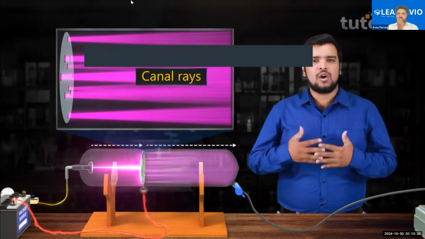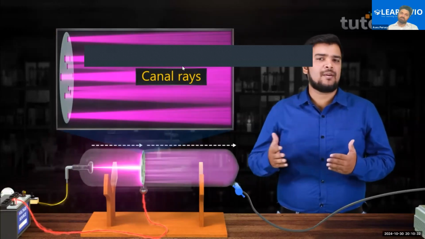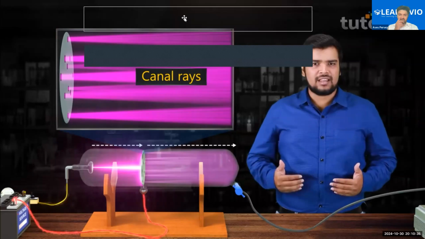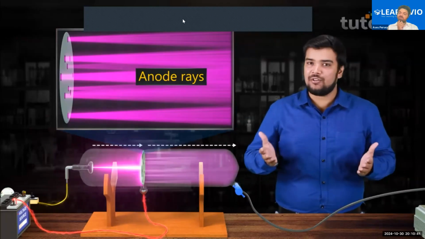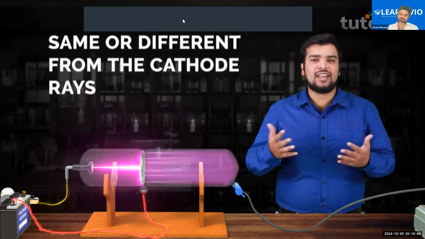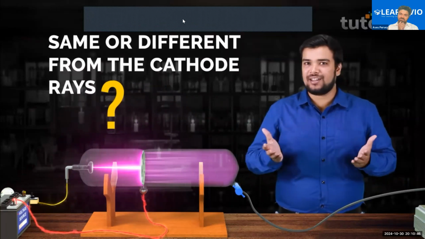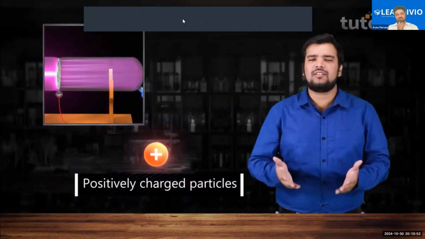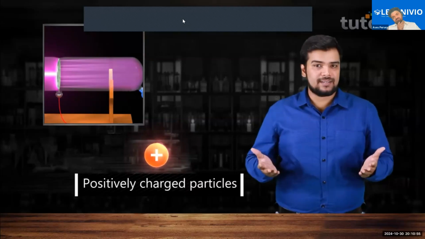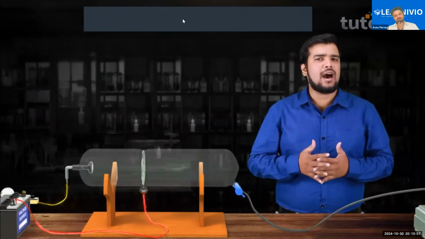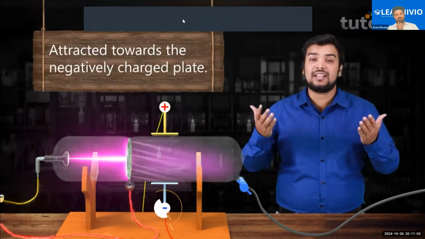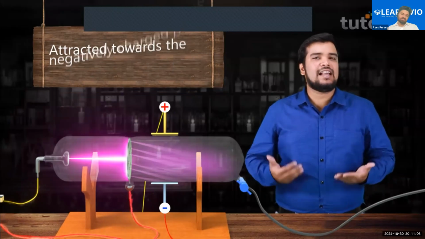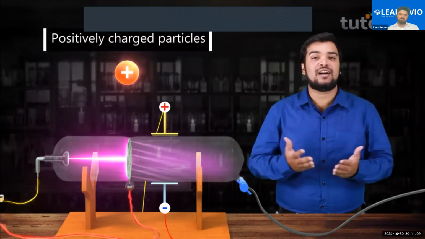Many scientists named cathode rays because they were coming from the cathode; similarly, they named these rays anode rays. So now that we have found this new type of rays, which are anode rays, we need to find out whether their properties are the same or different from the cathode rays. Even though scientists had an idea that these rays are made of positively charged particles, they still had to verify that. So they passed these rays through two charged plates and found that these rays were attracted towards the negatively charged plate. That clearly tells us that these rays are made of positively charged particles.